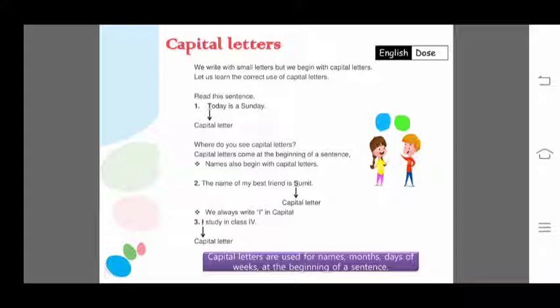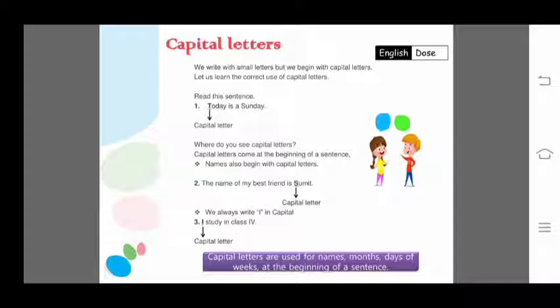Rule number 3. We always write I in capital. If we write I as a pronoun, at that time it should be capital. Whether it comes at the beginning, in the middle, or at the end of the sentence, it doesn't matter where it comes. I as the pronoun always remains capital.